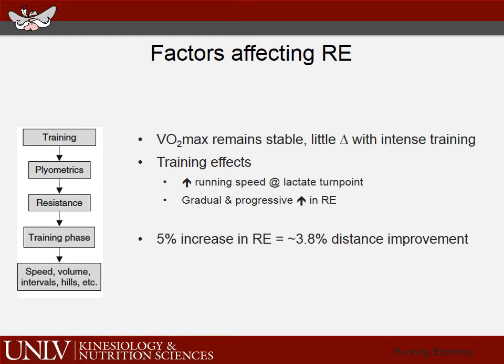For every 5% increase in your running economy, they've estimated about a 3.8% distance improvement, which is a big difference if you're so close to qualifying for Boston or the Ironman Kona. This can make all the difference in the world, by increasing your running economy, or that running speed at which that lactate turn point is achieved.